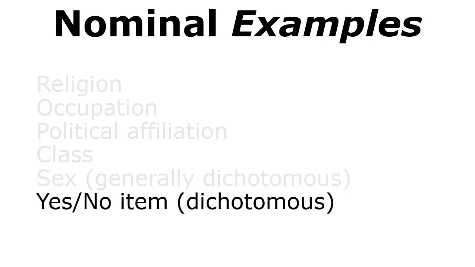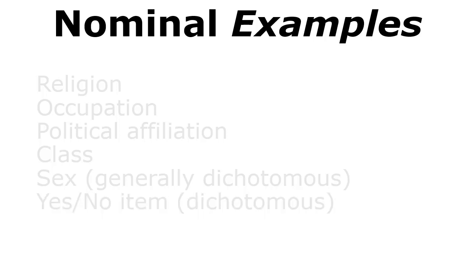And of course, many yes or no items would be considered dichotomous. So you might assign a yes a 1 and a no a 2. That's nominal data. Those are all real common examples of that.